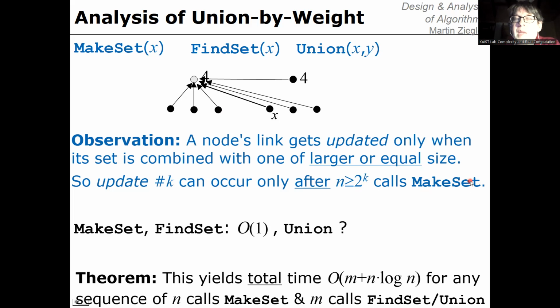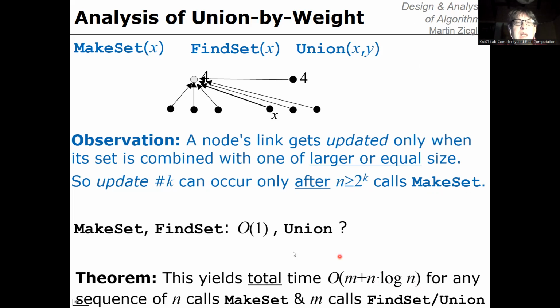So that's an important observation, that so many updates, k updates, can only occur after so many calls to make set. And that means conversely that the number of updates can be at most logarithmic in the number of calls to make set. Recall that n denotes the number of calls to make set. So any pointer can be updated at most log n times, by taking the logarithm of both sides here. That's important. That's what proves this, right?